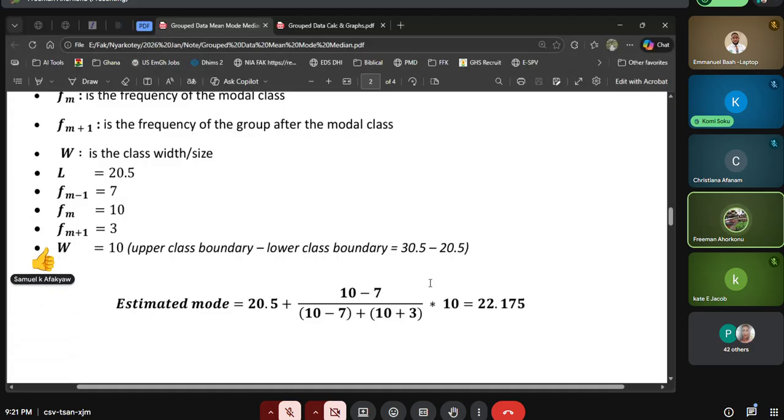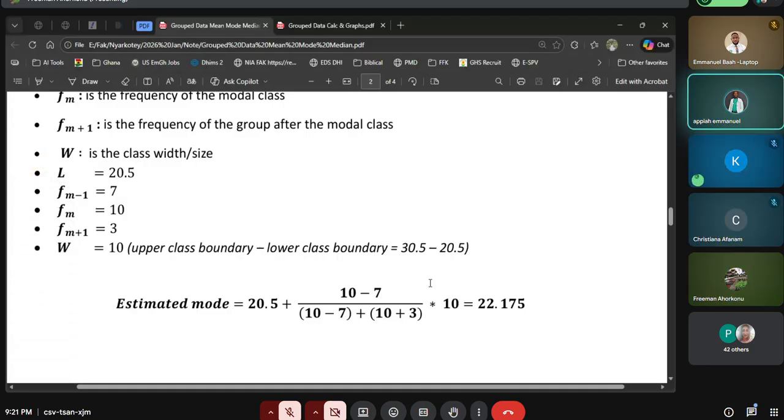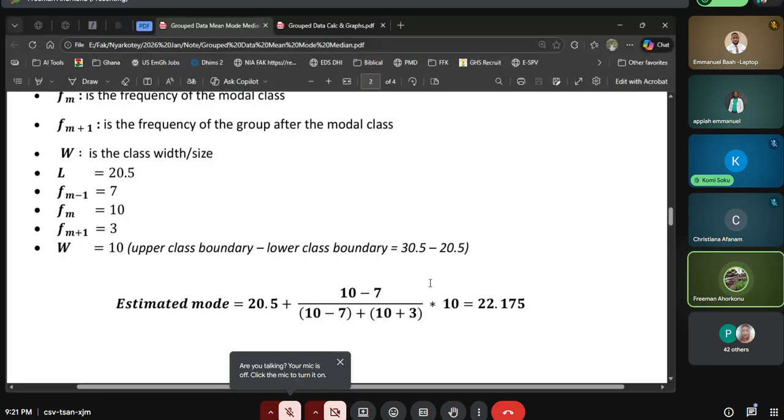Any other question? Mine deals with the decimal point. When I did it, I got 22.375 instead of 22.175 as in yours. So I wanted to know where the issue is coming from. How did you do yours? Is it this one? Yeah, this one.